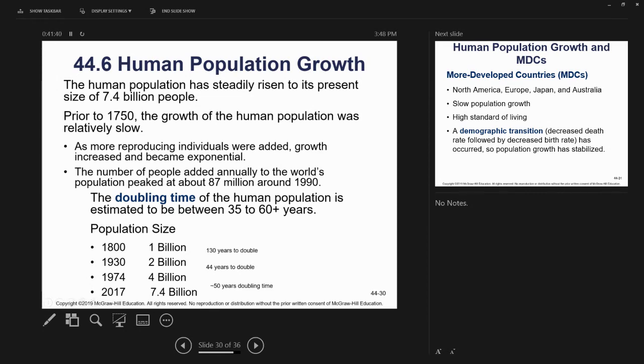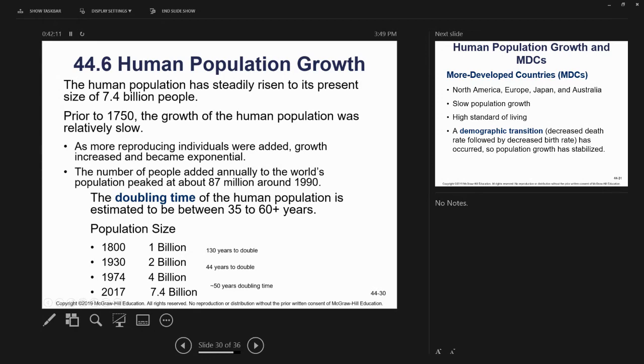Before 1750, the rate of population growth was pretty slow. And again, if we look at that J curve, that's that lag time. The fewer individuals we have, the slower growth occurs. But as the population size increases, so does the rate of growth. We get exponential growth. So the doubling time of the human population ranges between 35 to 60 years right now.